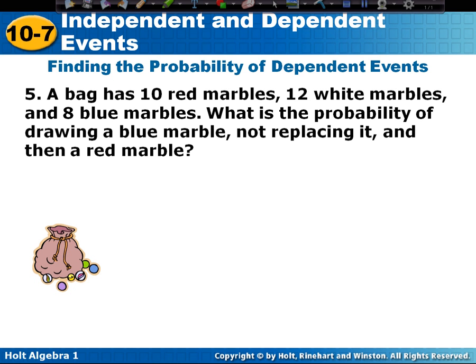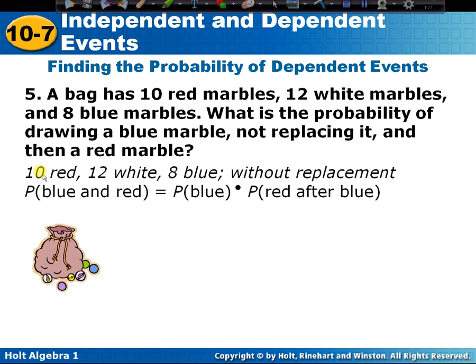Number 5 says a bag has 10 red marbles, 12 white marbles, and 8 blue marbles. What is the probability of drawing a blue marble, not replacing it, and then drawing a red marble? So this is what you need to write down: 10 red, 12 white, 8 blue, and then without replacement. You need to write without replacement because that's how we know that it's a dependent event, meaning that one's going to depend on the others because we're not putting that marble back after we pick it out the first time. And then you need to write probability of blue and red equals the probability of blue times the probability of red after blue.